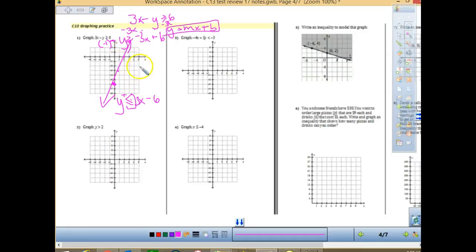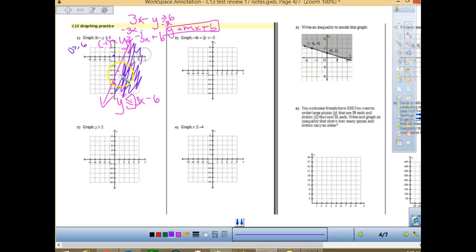No, 0, 0 does not. We think we should be shading here, but you picked 0 to check it, right? This point 0, 0. You go back to the original equation. 0 minus 0, is it greater or equal to 6? Is 0 greater or equal to 6? No, we don't want to shade where this is, right? We want to shade on the other side.